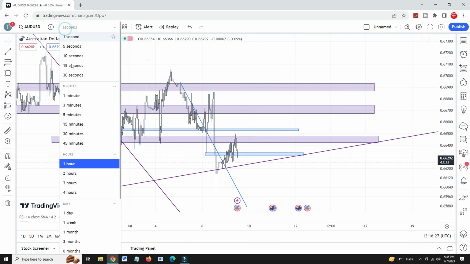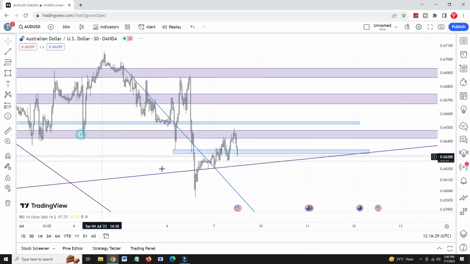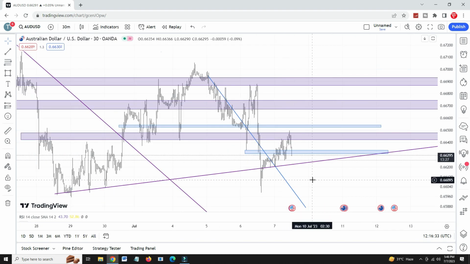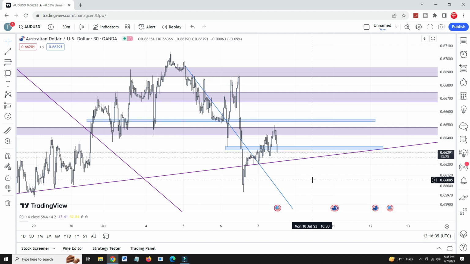Okay, now let's get down closer to the actual action. 30 minutes first. 30 minutes is showing more or less similar to the 1 hour. Are there any levels here that we have missed? Not really. This is the 1 hour level. This is also the 30 minutes. And this one is also showing the same thing in terms of trend lines.